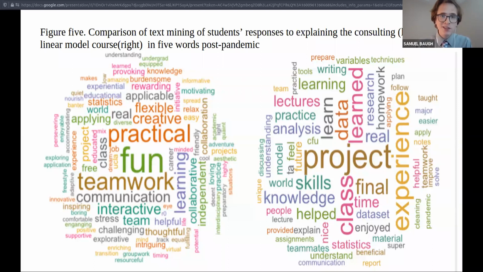Fairly similar. I guess the linear models class was less fun than the project class because you don't see that word as large on the right-hand side. But we're generally able to get a similar sort of experience by making it based off of projects and keeping people engaged through those meetings and that interaction and collaborative nature.